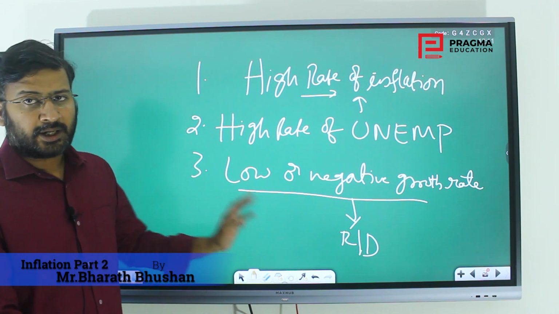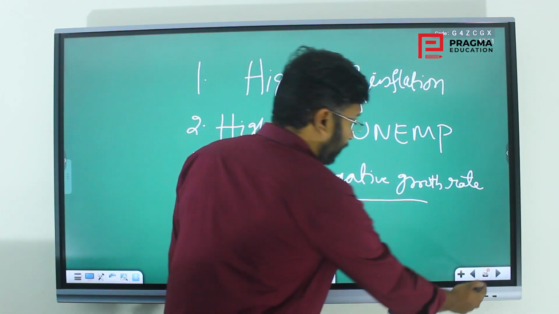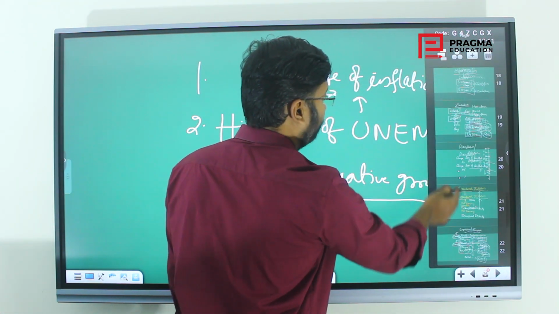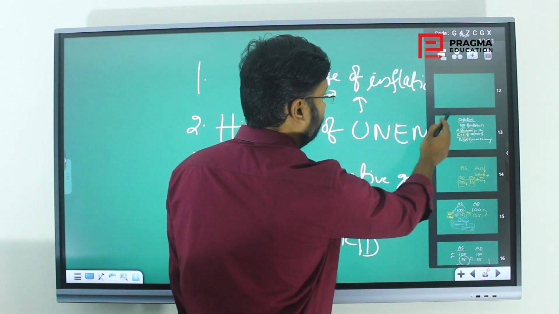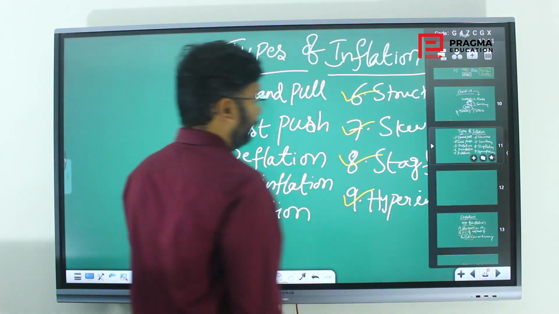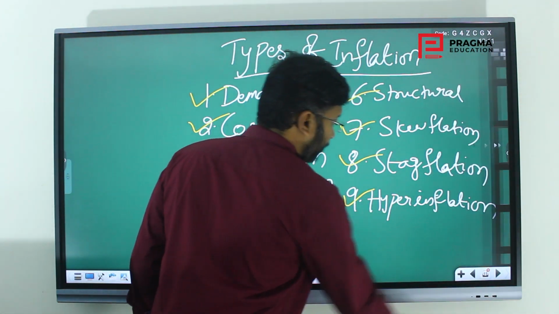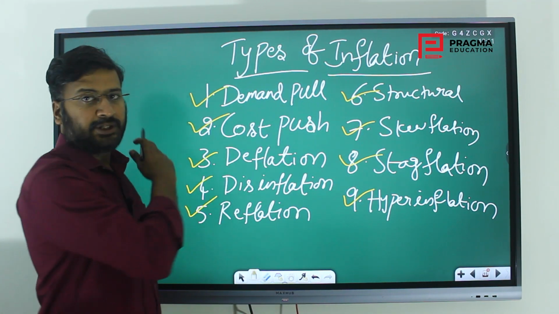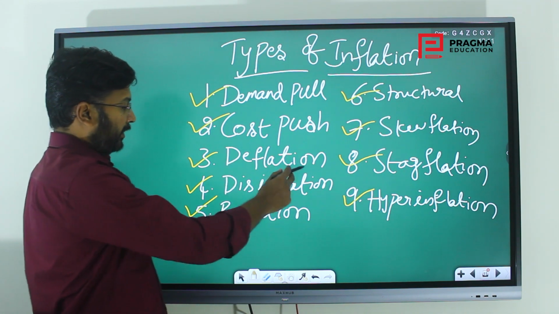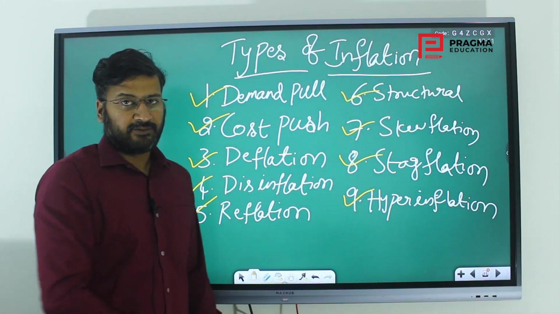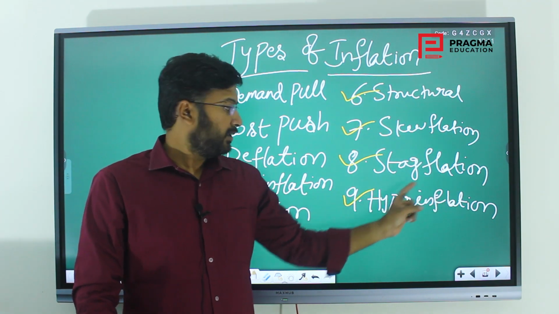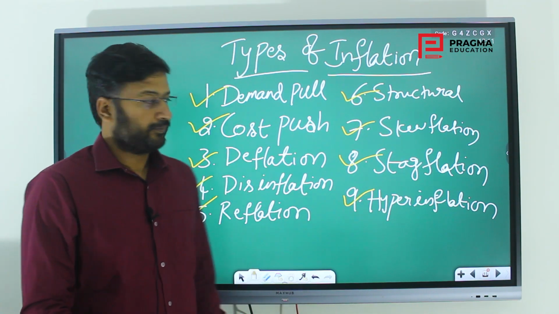We were in types of inflation and we had covered how many types of inflation? Nine types of inflation we had covered. So what were they? Demand pull and cost push in the concept of inflation, deflation, disinflation, reflation, structural inflation, skewflation, stagflation, hyperinflation.